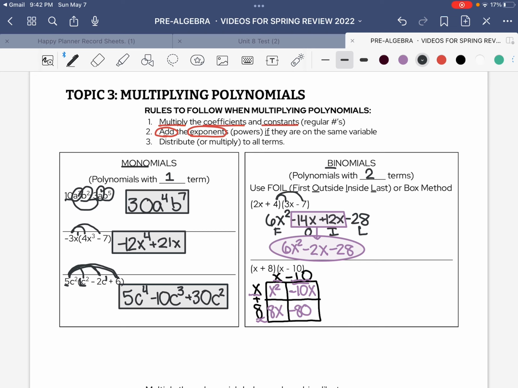Then you will always, every time, add these two together. They should always be the same variable, which is x instead of x squared. 8x plus negative 10x, or 8 plus negative 10 is negative 2x. And then the x squared goes in front, and the negative 80 goes at the end. The only thing different about the box method is you use the table to organize your work.